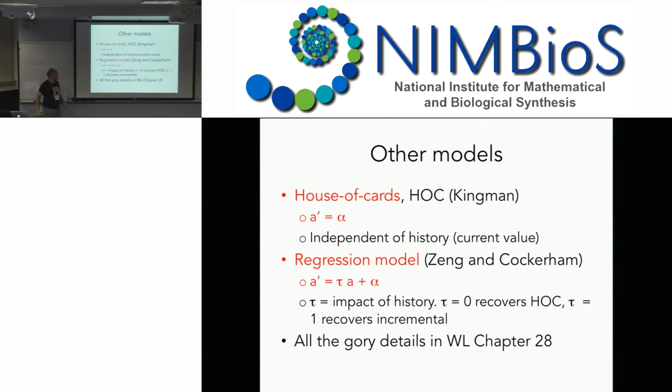But it matters. The regression model by Xiaobang Zhang and Clark Cockram basically splits the difference. It says I'll take a weight on the current value and then add on a random increment. So if the weight on the current value is 0, I get House of Cards. If the weight is 1, I get the incremental model. And so the bottom line is these two models mean that populations don't continue to diverge linearly over time. They converge to some fixed level and stay there.